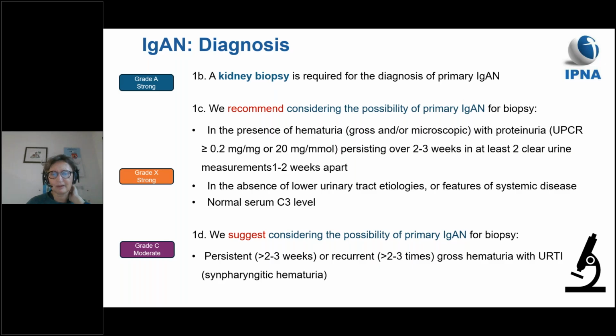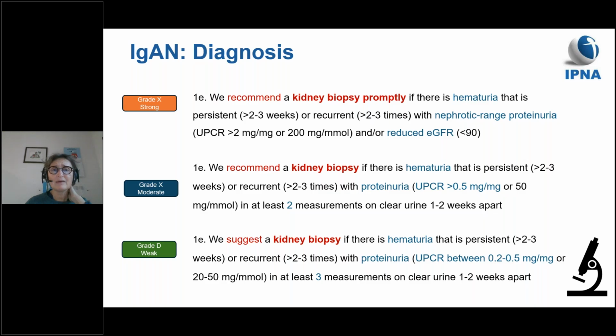We also suggest considering the possibility of primary IgAN and therefore considering a biopsy if there is gross hematuria, which is very persistent or very recurrent, every time there's an upper respiratory tract infection. So in this case, if it's very persistent or very recurrent, even in the absence of proteinuria, it can be considered useful to perform a biopsy and have a diagnosis of IgAN. We recommend performing a kidney biopsy promptly if, in addition to the hematuria, which is persistent and recurrent, there is also nephrotic range proteinuria and or reduced eGFR.